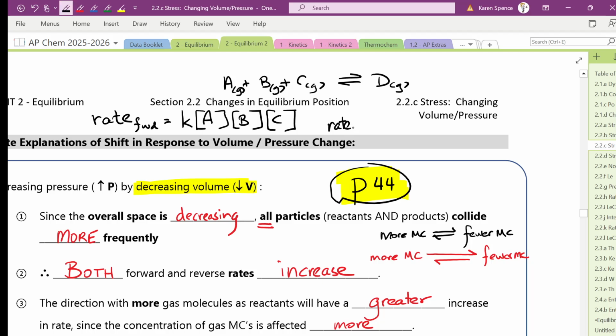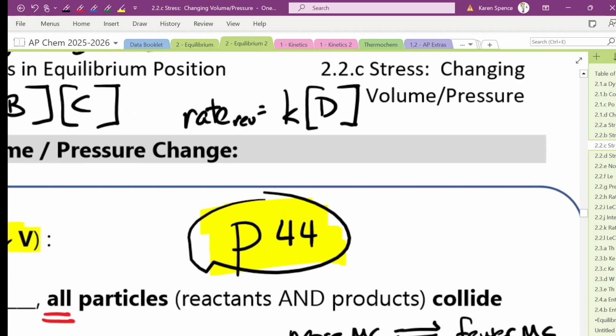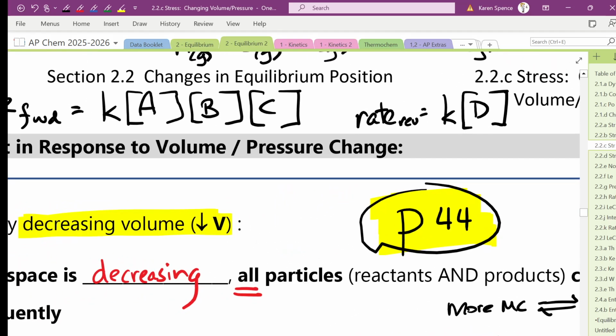The reverse rate would be k times D. Now, if I decrease the volume to half of its original size, what have I done to all the concentrations? I have doubled them. So if I double the concentration of D, I have doubled the rate, yes? But if I double the concentration of A and B and C, I've doubled, quadrupled, octupled. Yes, because each of them multiplies it by 2. So that's why the side with more molecules, the rate is affected more.